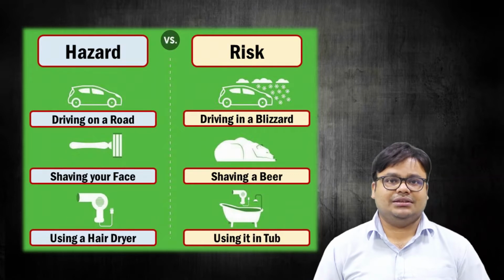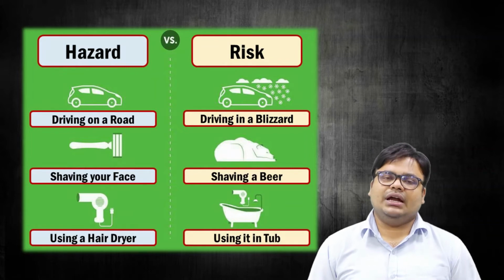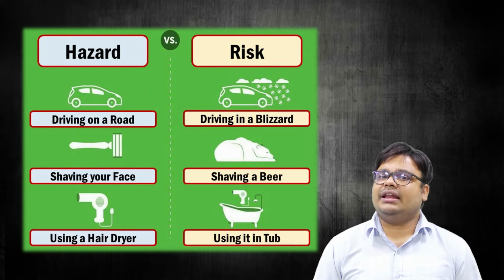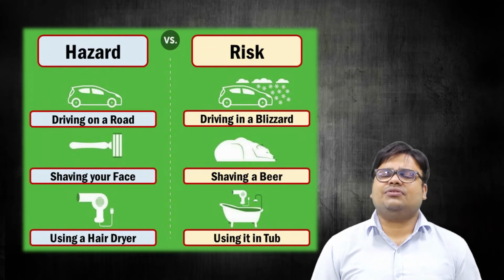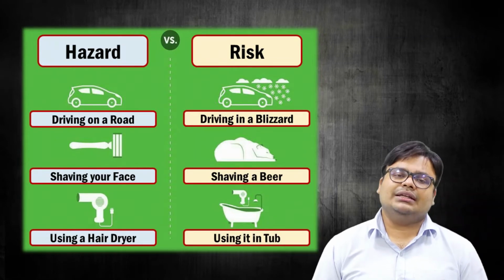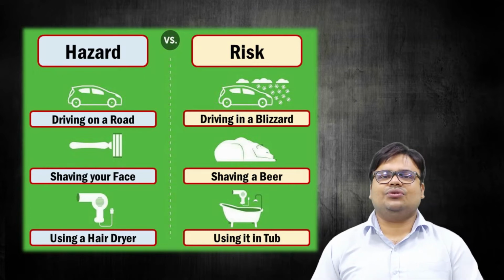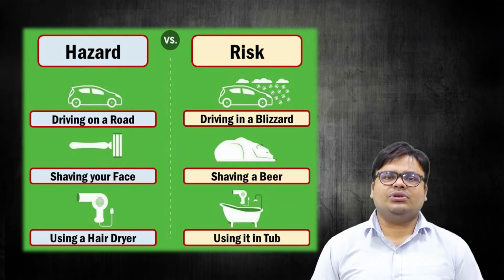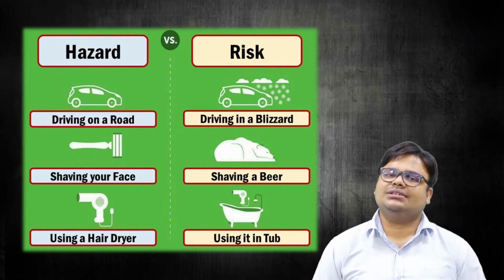Then another very good example is the hair dryer. We use it to dry our wet hair, and using it is also a hazard, because we may get an electric shock from the hair dryer. The risk increases when we use the hair dryer inside a bathtub full of water. I hope I have made these examples clear: exposure to the hazard is known as risk, and anything that can cause harm to us is known as a hazard.